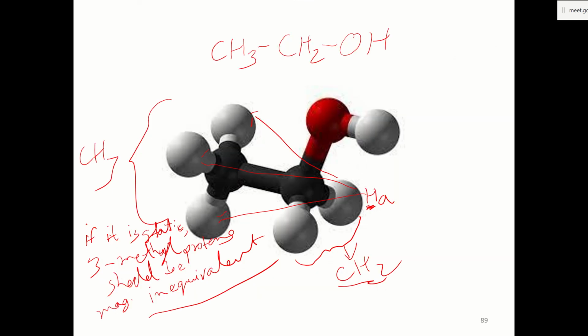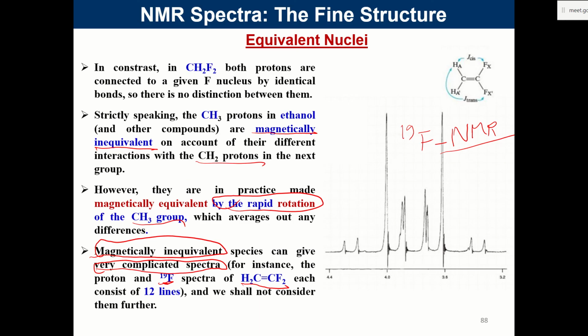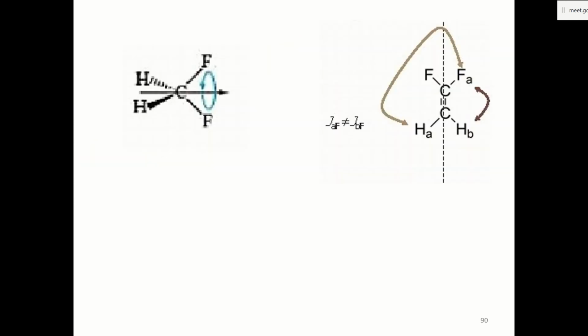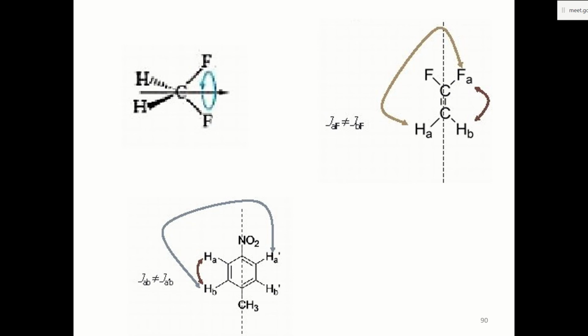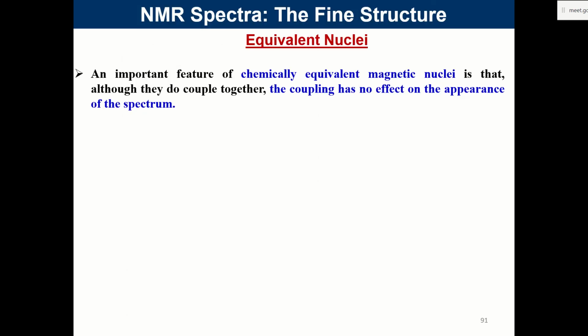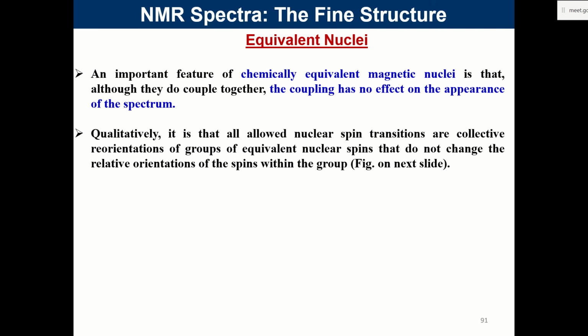This is due to spin-spin interactions of different types within the same molecule, which can give this kind of complicated picture. So this was the thing that we were pointing out. We were trying to understand magnetic equivalence and chemical equivalence.